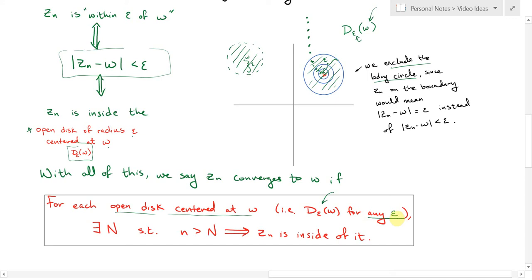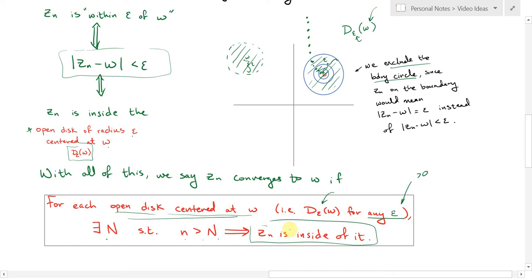So for any epsilon greater than zero. Of course, you can't tell me epsilon has to equal zero. I can't get to the point necessarily. But as long as I can get within epsilon of it, which is what this all means, to be within an open disk centered at that, again, there exists some capital N, point of no return, such that n greater than that point of no return implies that Z sub n is inside of that open disk.